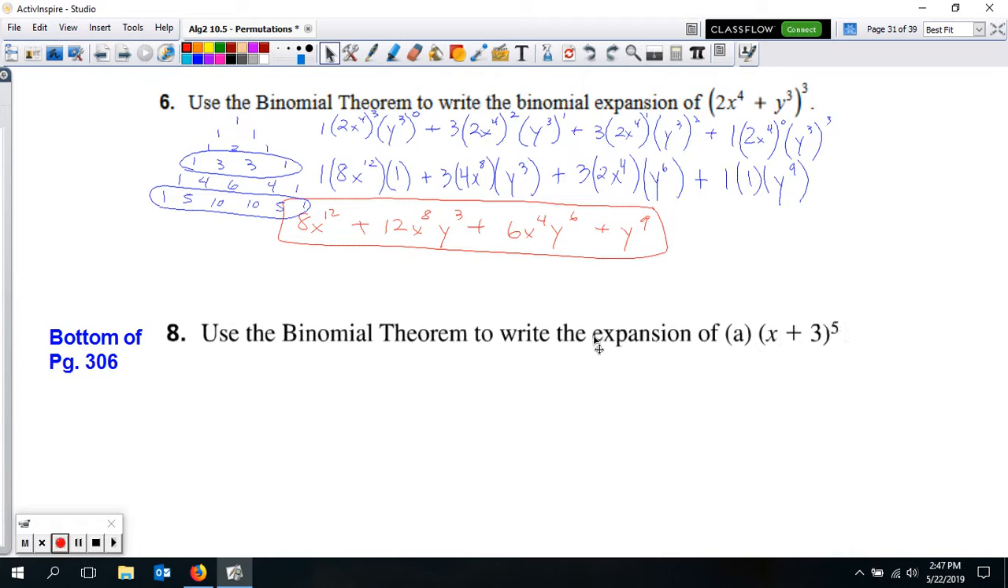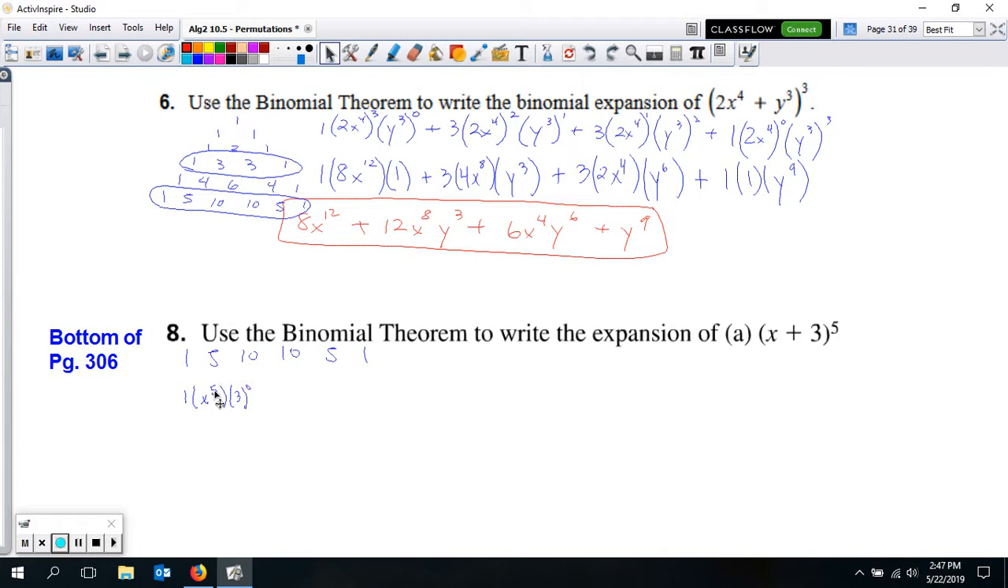All right, so over on the bottom of page 306, go ahead and write this one down, x plus 3 to the 5th power. We're going to expand this one using these 6 Pascal numbers. So I'll write those down here: 1, 5, 10, 10, 5, and 1. Those are the numbers we want to use. So for our first term, we're going to use the first Pascal number, which is 1. And then our first term in here is x, so it's x to the 5th power. This will be 3 to the 0 power. So the second term in this binomial is 3, and you're going to raise it to the 0 power.